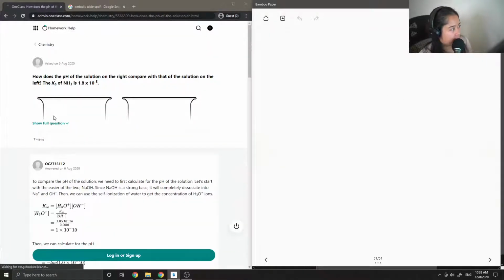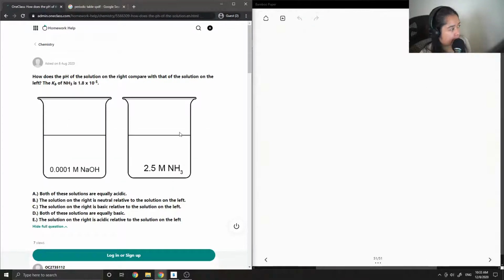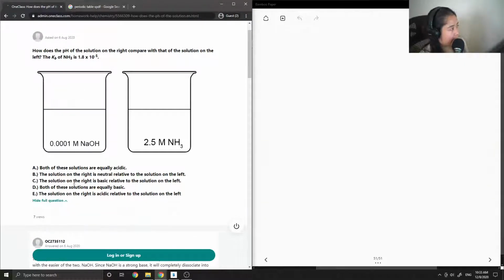Question 6. How does the pH of the solution on the right compare with that of the solution on the left? The Kb value of NH3 is 1.8 times 10 to the negative 5. And then they just give us different options. Both of these solutions are equally acidic. Solution on the right is neutral. Solution on the right is more basic. Both of these solutions are equally basic, or the solution on the right is acidic relative to the solution on the left.